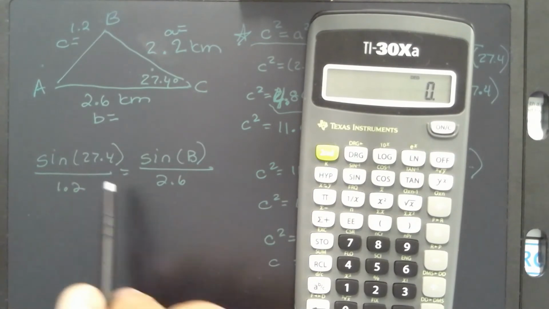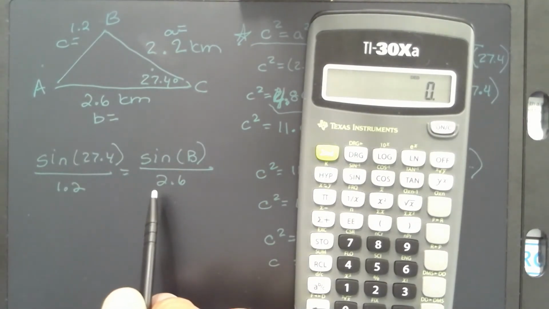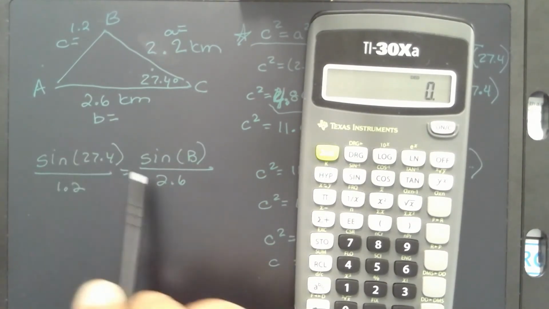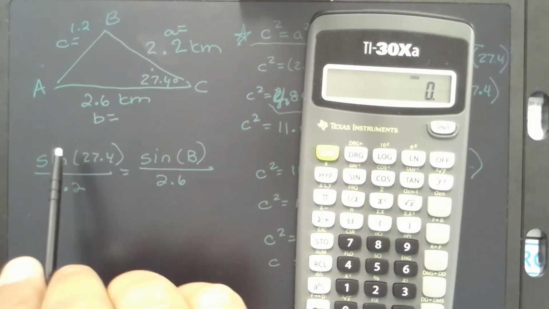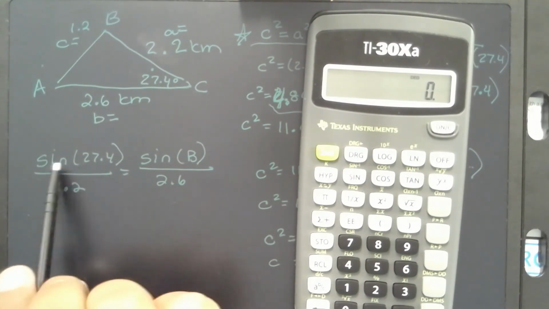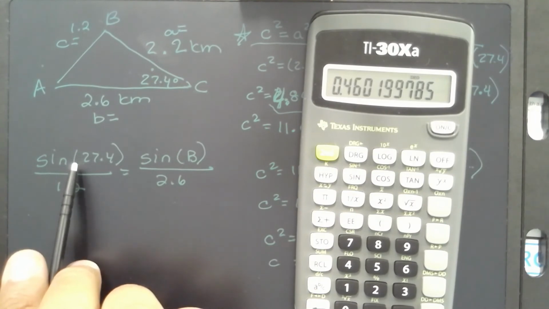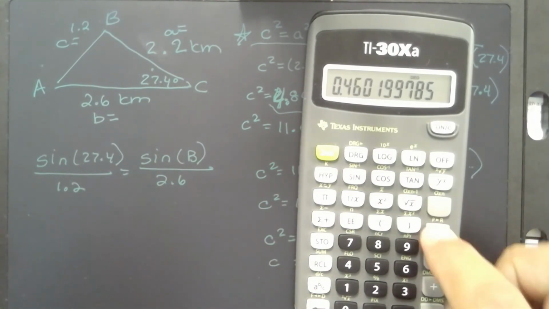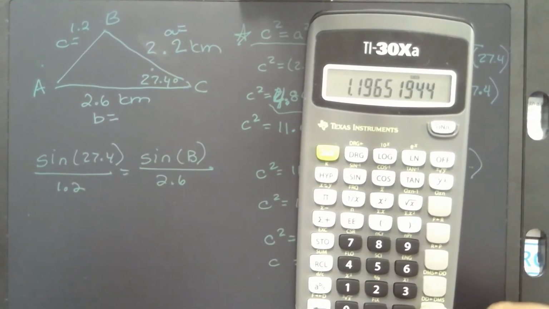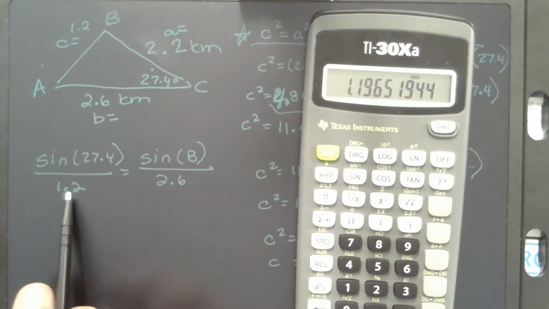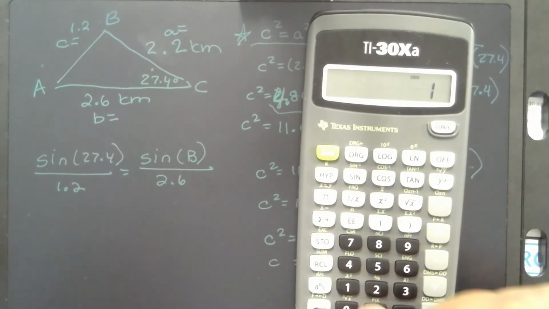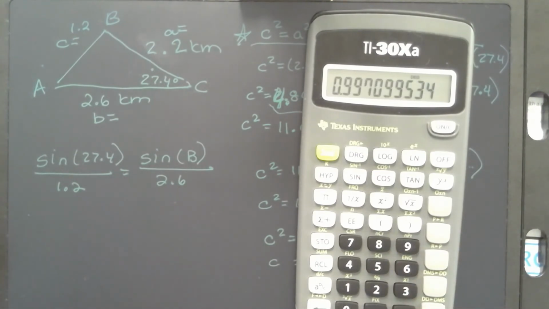So now we'll cross multiply these two, correct? In order to cross multiply, what should I do first in the calculator? We'll do 27.4 sine. We have that. Then what should we do next? Multiply that by 2.6 gives me that. What should I do next? Divide by 1.2. Is that my final answer? No. You do the negative. And there you go. Very good.